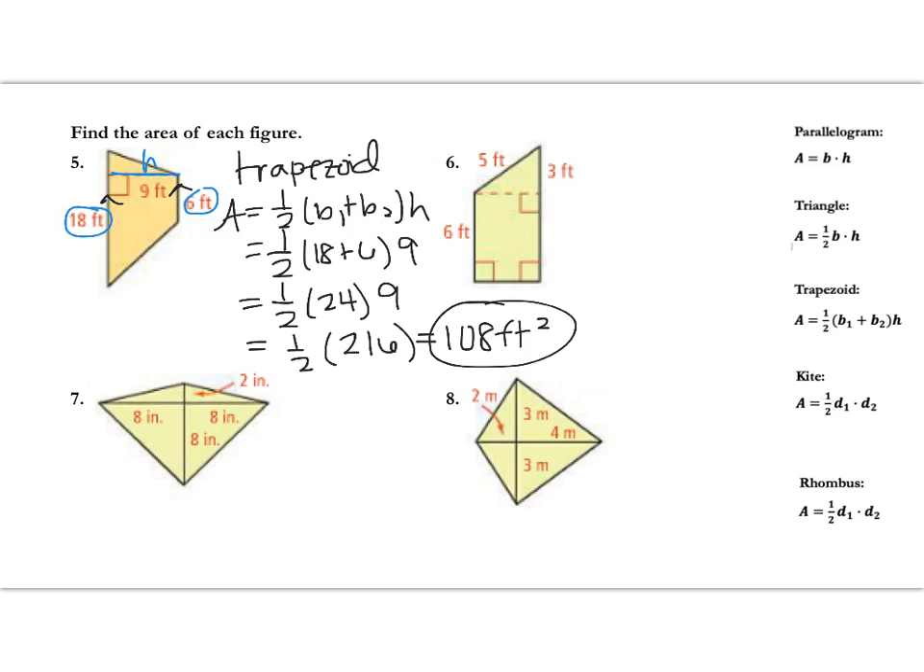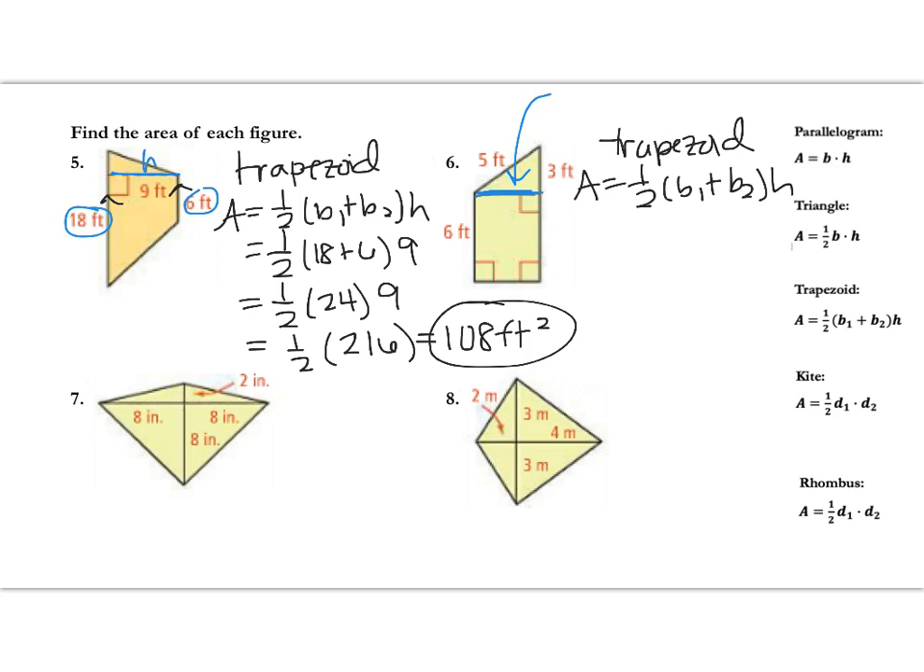Okay, let's look at number 6. For number 6, this is also a trapezoid. So I'm using the formula area equals 1/2 b1 plus b2 times h. When I look at this one in particular, there's something that's awry. If I try to find the height right now, that is actually missing. I don't know what the height is in the picture.